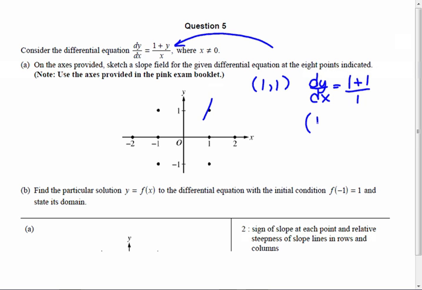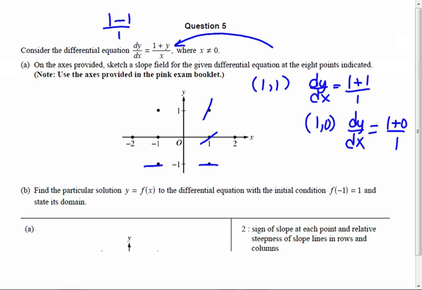So what if I do (1, 0)? So dy/dx, and you can do it in your head, is equal to 1 plus 0 over 1. So it's 1. What happens when y is negative 1, no matter what x is? Except for 0. Shouldn't say that. This is 0, so this is 0. But notice there are no dots on the axis. Because if you're talking about the y-axis, x is 0 there, and you can't divide by 0. Negative 1 is 1 minus 1 over 1, so it's okay.